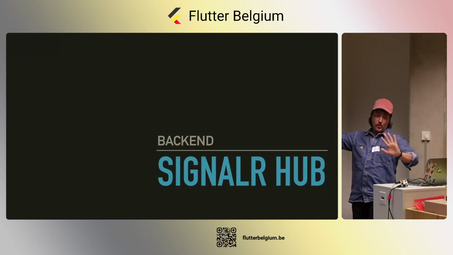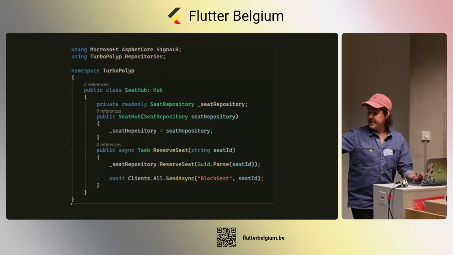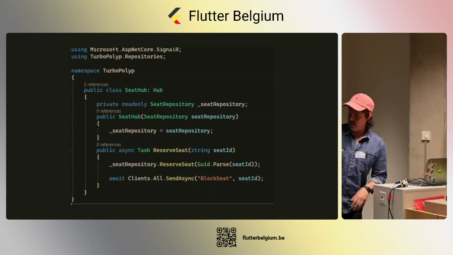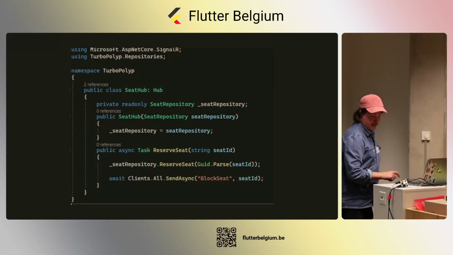So that's all pretty standard stuff. And what SignalR will introduce is the SignalR hub. The hub is the way to interact with SignalR. You can just use dependency injection to insert stuff and then create your methods. Here, the clients will basically invoke this method. Then it will use the repository to reserve the seat and send an async call to all connected clients to invoke a block seat method with the seat ID.